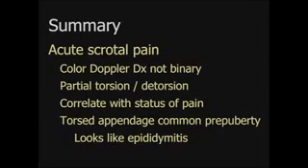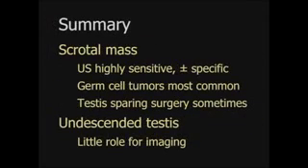Torsed appendage is the most common cause of acute scrotal pain before puberty, and it can look very much like epididymitis if you don't take the extra care to look around and actually find the torsed appendage. For scrotal masses, ultrasound is highly sensitive but not terribly specific. Germ cell tumors are the most common, and when you do see those few specific cases that you can provide some specificity, like testicular cysts, like prepubertal teratomas, like epidermoid cysts, you can just suggest to your surgeons that testis-sparing surgery is a good option. And again, we start with undescended testis, and honestly, after a good physical exam, there's probably little role for imaging.